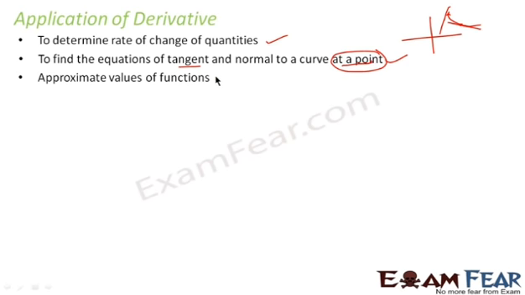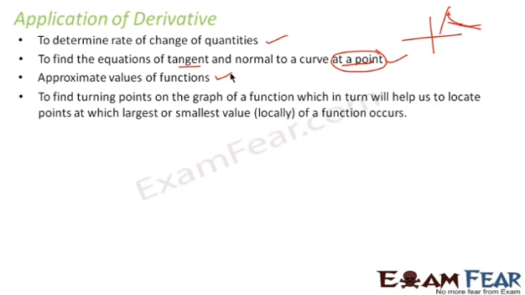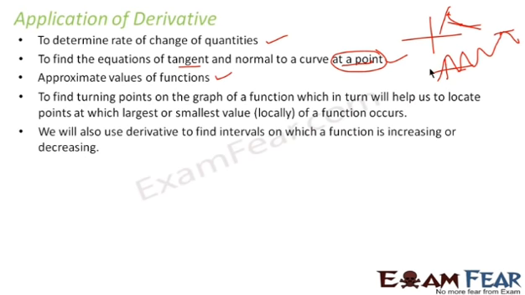Also, it is used to find approximate values. We'll discuss more about all these things. It is also used to find the turning points in a graph, and that is used to find local maxima. For example, you have this kind of function and you want to find the maximum value and the minimum value. We can use derivatives to find such values. We'll also use derivatives to find whether the function is increasing or decreasing. For example, this is my graph and this is my function, right?